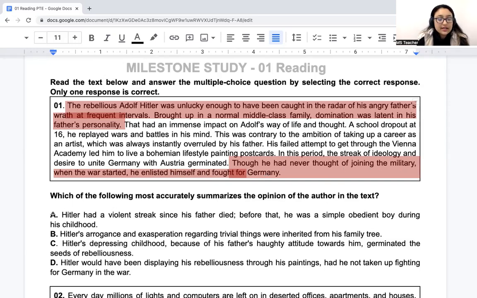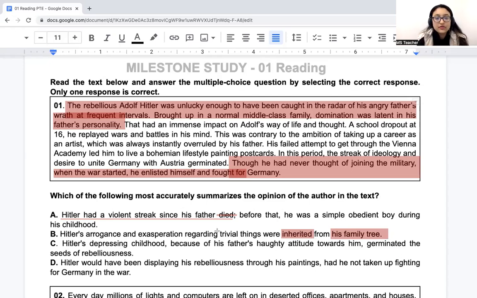Now let's read what A has to say. Hitler has a violent streak since his father died. Died. Oh, nothing related to this. So A is wrong. Hitler's arrogance and exasperation. We don't know the word meaning of exasperation. Arrogance, yes, we know arrogance. Hitler's arrogance regarding trivial things were inherited from his family tree. Inherited. Anything about inherited? Inherited means it came in the genes or DNA.